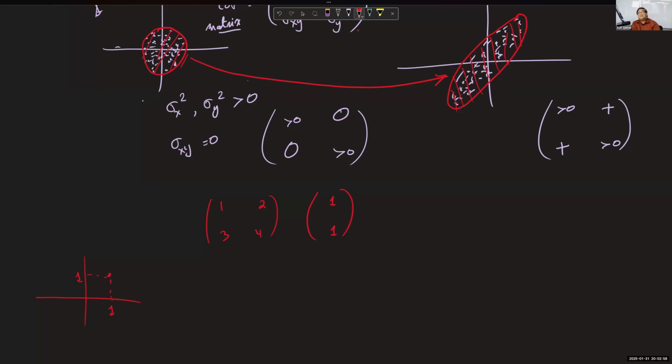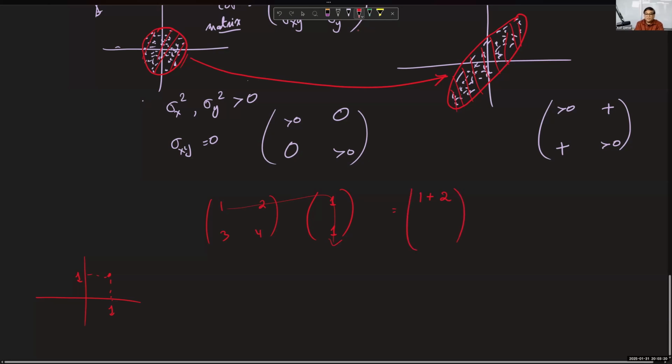X is 1, Y is 1, and you multiply by this matrix. The way you do matrix multiplication is this funny way: 1 times 1 is 1, plus 2 times 1 is 2, and then 3 plus 1, 3 plus 4. And so that is equal to 3, 7.